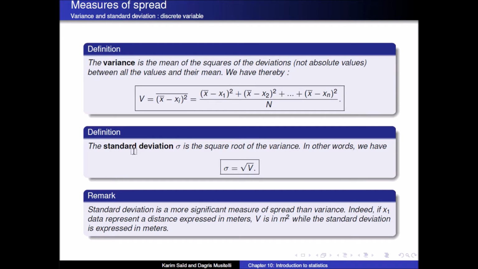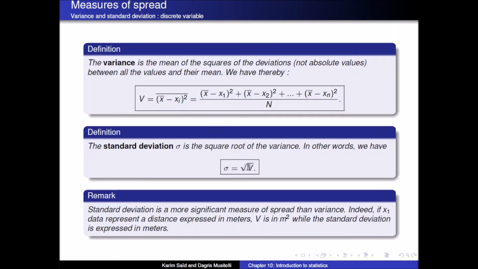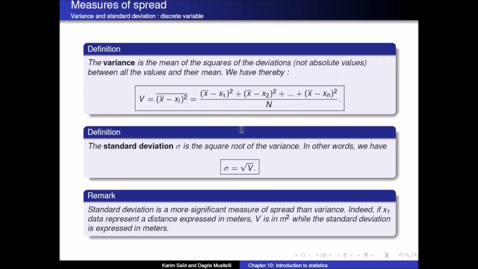And what is the standard deviation? The standard deviation, actually, is just the square root of the result we got before. So here the variance was 0.23 and the standard deviation is the square root of 0.23. That's it.